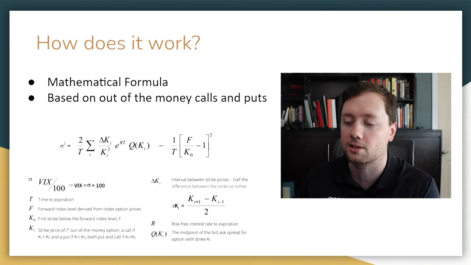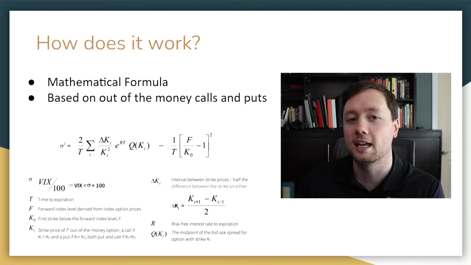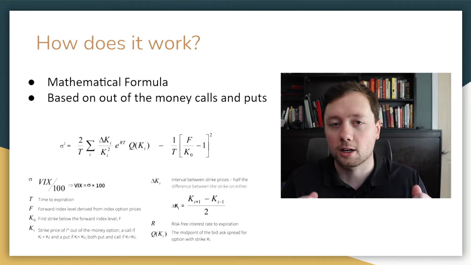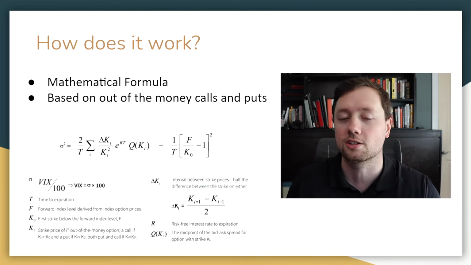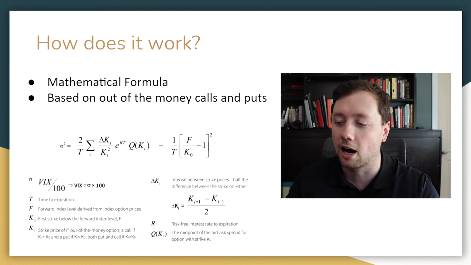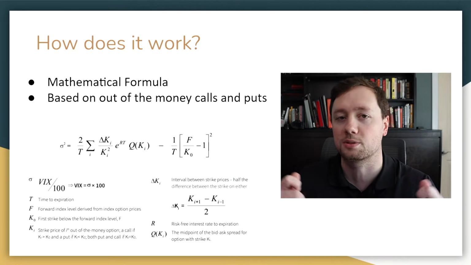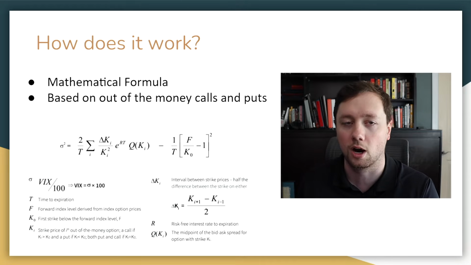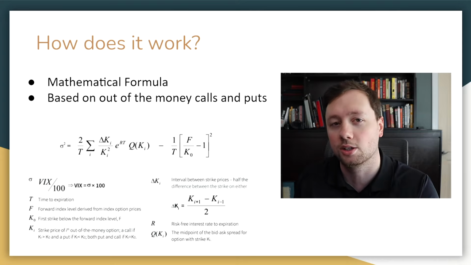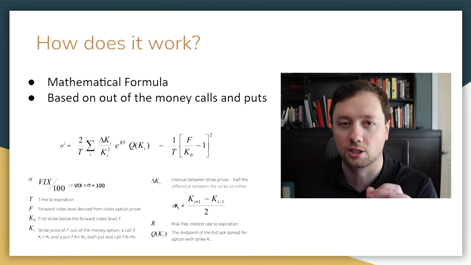And because it is based on out of the money calls and puts, it is going to basically measure where people expect the market to be in the future. And that represents volatility. And the further out people are expecting the prices to be in the future, that is what will cause the VIX to go up. And that indication of the VIX going up is what we can use to determine the direction of the markets.